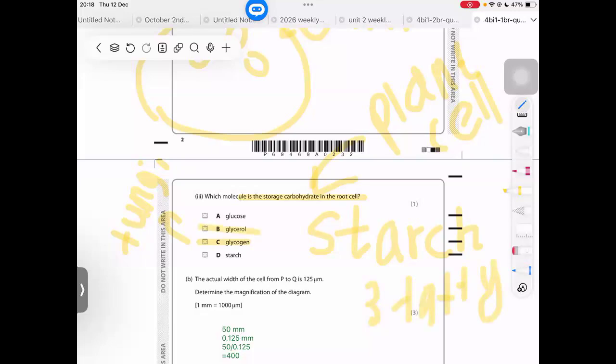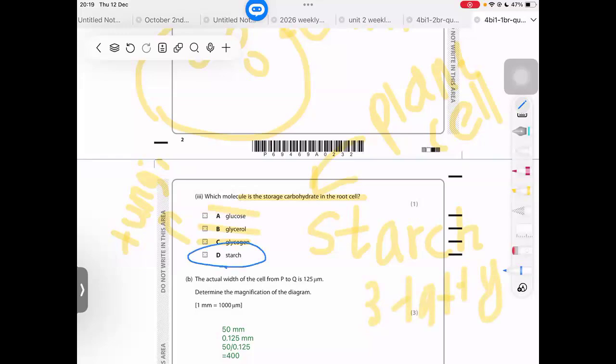And glucose, we know it's not a storage carbohydrate. It's just a sugar that we are consuming for our daily purposes, right? Therefore, A is also not the answer. The correct answer would be D, which is starch.